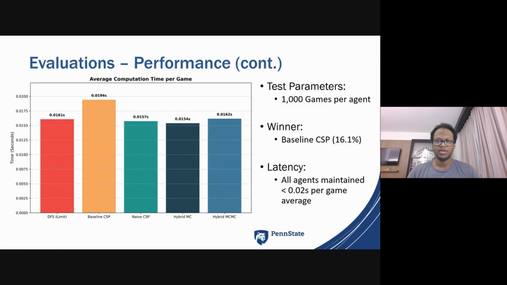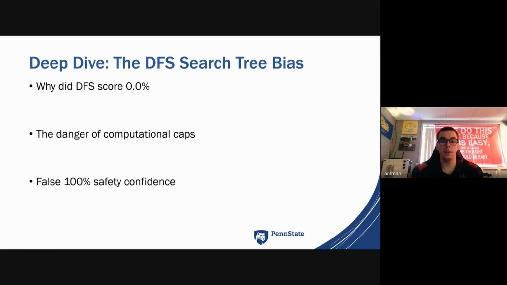However, when we look at the computation times, we consider the architecture a massive success. The hard-coded fallback limits we programmed into the heavy mathematical agents, like the 2000 solution cap for the DFS and the exponential cooling schedule for the MCMC, successfully prevented any system hangs. All 5 agents operated under 0.02 of a second per game on average. There are 2 massive academic takeaways from this data.